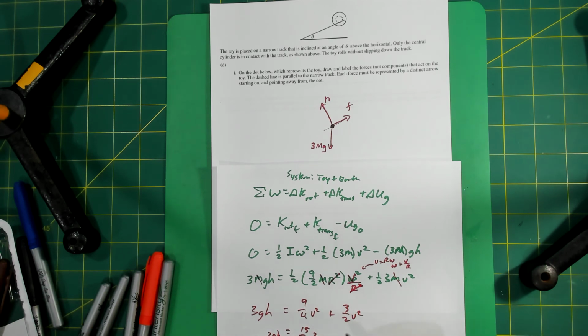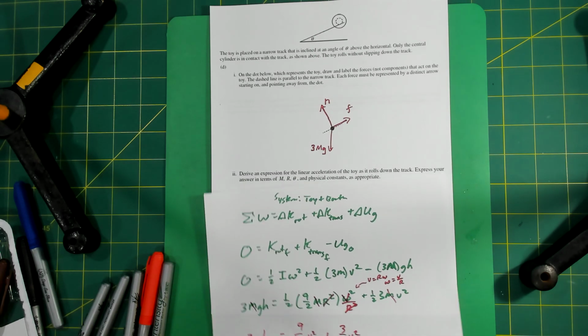And so which one do you want to get? h by itself or v by itself? It doesn't matter either way. Sure, let's get the h by itself. So h is going to be, sure, 15 divided by 3 is just going to be 5, right? Five-fourths v squared over g. Sure, why not? Okay, now I'm going to use this with my kinematics.